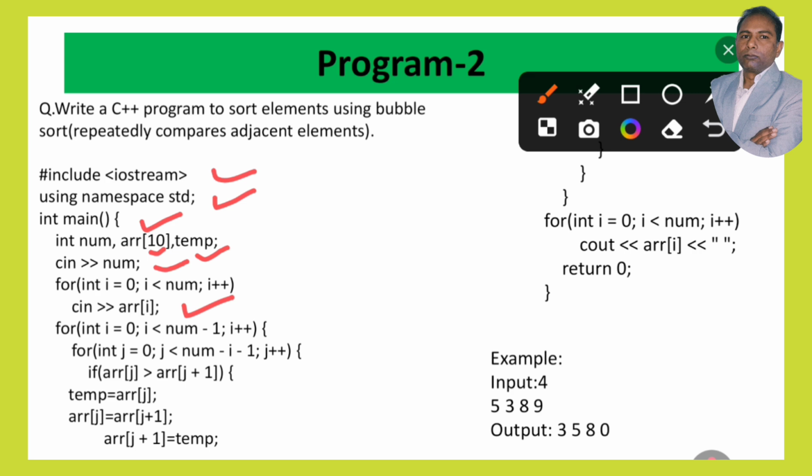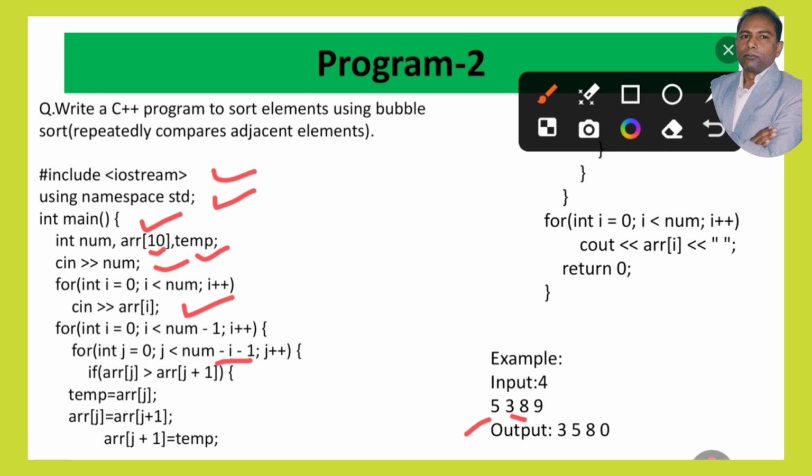In the outer loop we are using the variable i, that is i will go from 0 to num-1. Then in the inner loop, j is equal to 0, and j will go up to num-i-1. Since during the comparison we are using j+1, meaning the next element, it will be up to num-i-1. So we are saying that if the initial element, that is 5, is greater than the next element, 3, then we have to exchange.